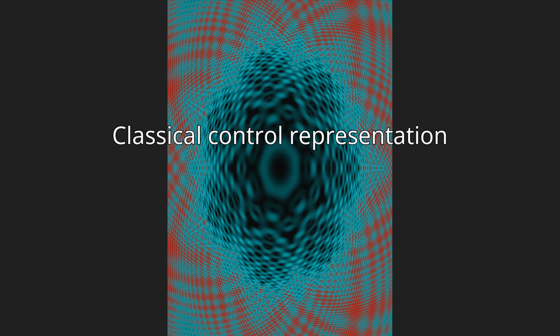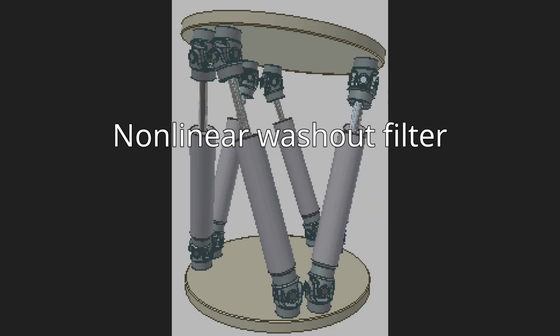Classical control representation. Nonlinear washout filter. This washout filter can be regarded as the result of a combination of an adaptive and an optimal washout filter. A nonlinear approach is desired to further maximize the available motion cues within the hardware limitations of the motion system, therefore resulting in a more realistic experience.